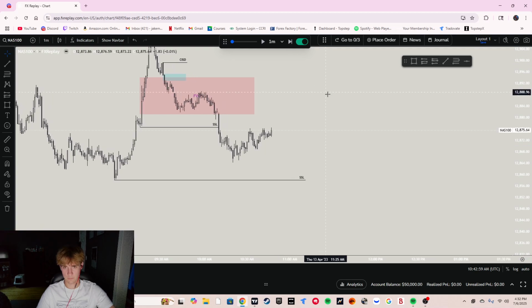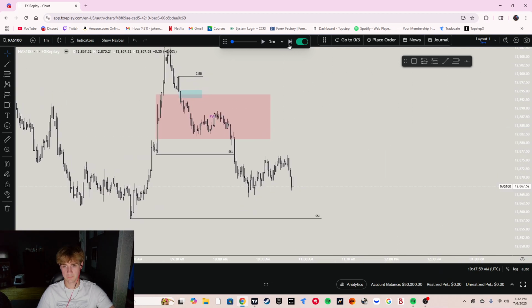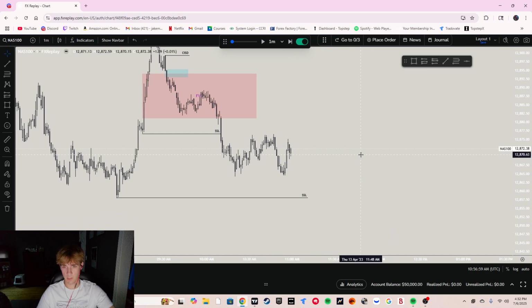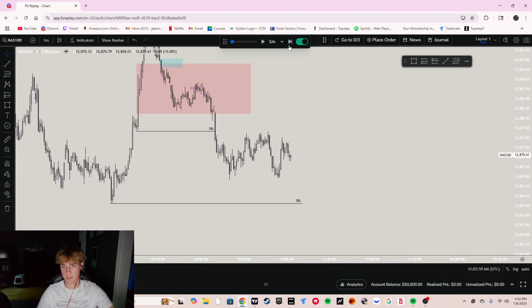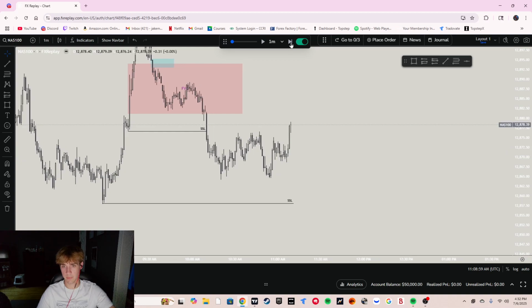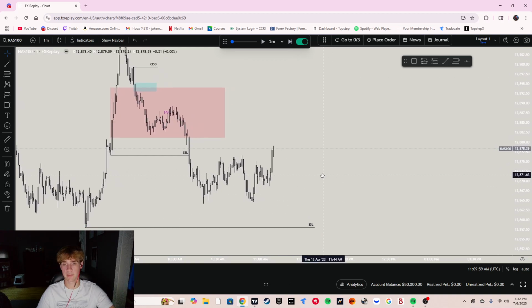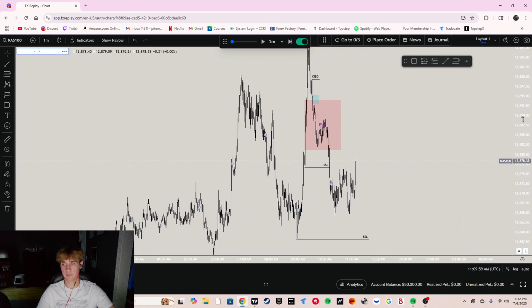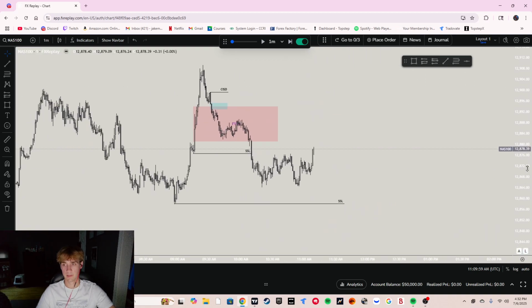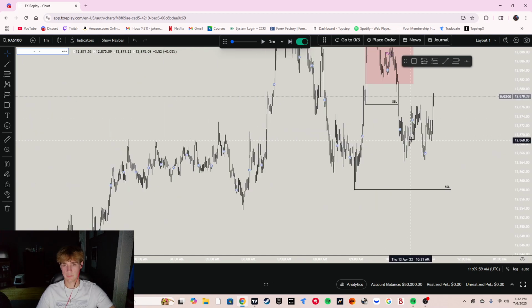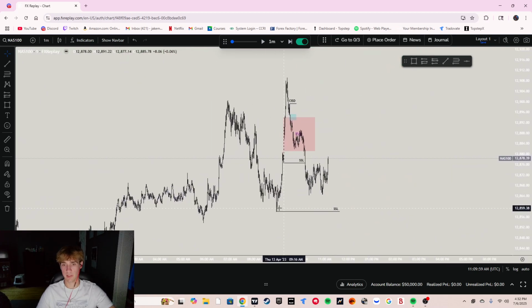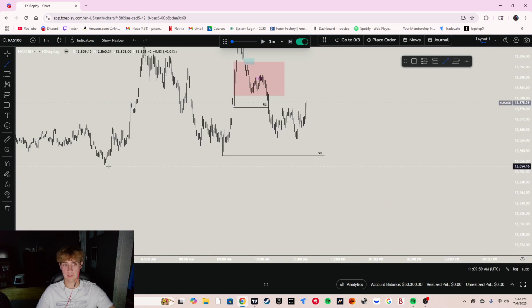Pretty choppy day. Could be an 11 a.m. reversal potentially. I do want to see a sweep of this low though. Alright, so right here we start displacing up. We can zoom out a little. To be honest, since we are super close to that draw, we also have this low down here as well.